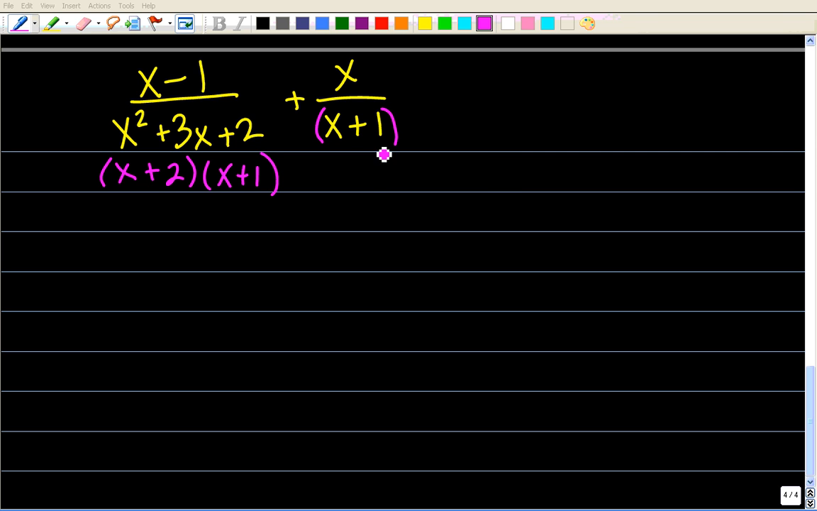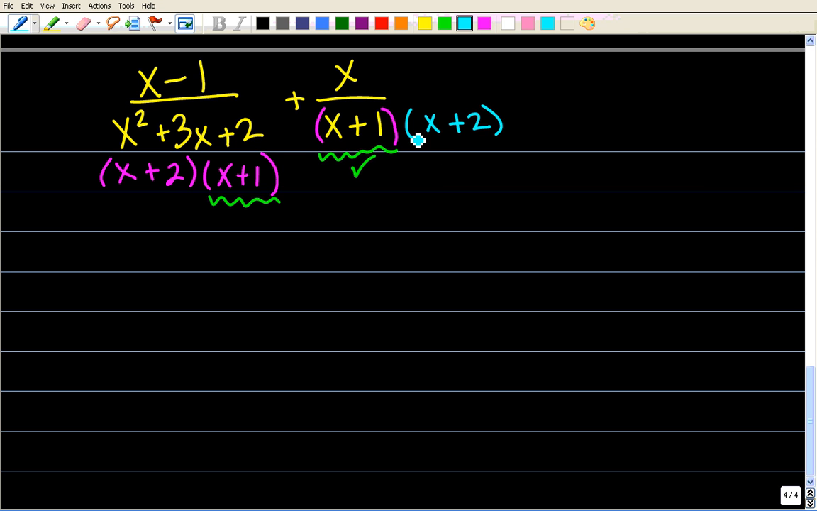The least common denominator, so comparing this (x plus 2)(x plus 1), and I compare this denominator over here to the previous one, we have the x plus 1. Well, first of all, look at what's the same. I see they both have the x plus 1, so that's great. But we need that x plus 2. So what we're going to do is, if it needs the x plus 2, we're going to put that right here.